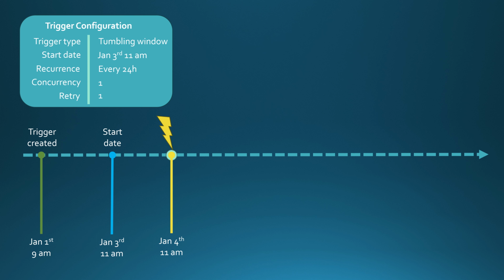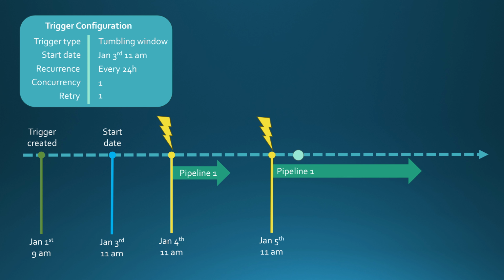and it will start running our pipeline 1. However, our pipeline 1 will fail, but since we have defined the retry policy, the tumbling window will try to run it again, and now our pipeline succeeds and everything is fine. Let's go to our next execution that will happen on January 5th at 11 a.m. It will again trigger our pipeline 1 and it will start running. However, now our pipeline 1 takes way too long to run and it will overlap with our next tumbling window that will be on January 6th at 11 a.m.